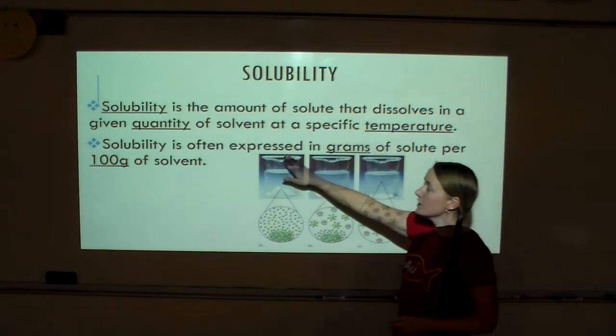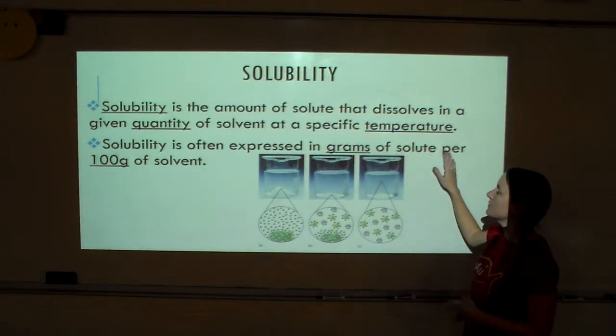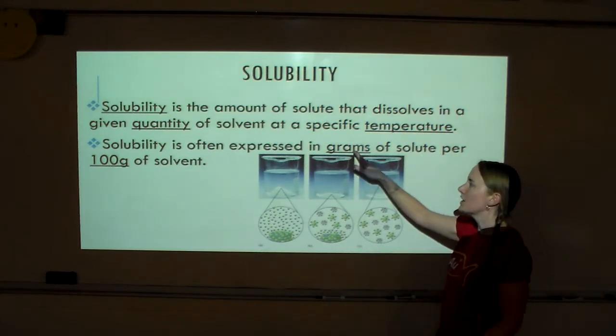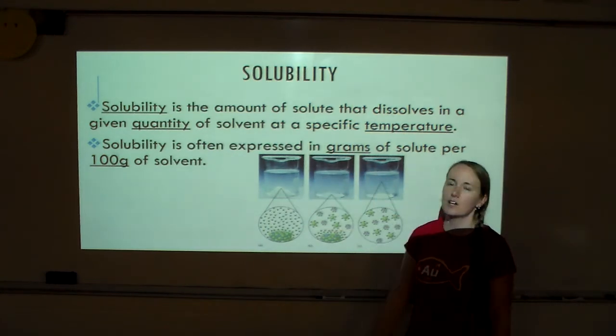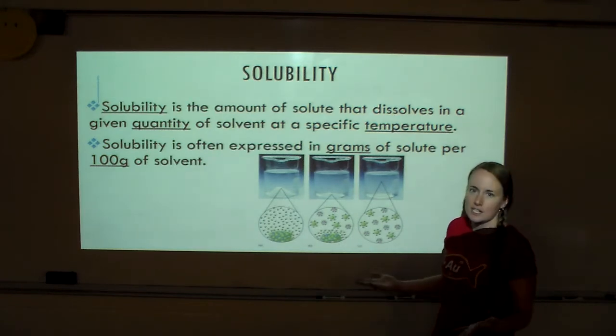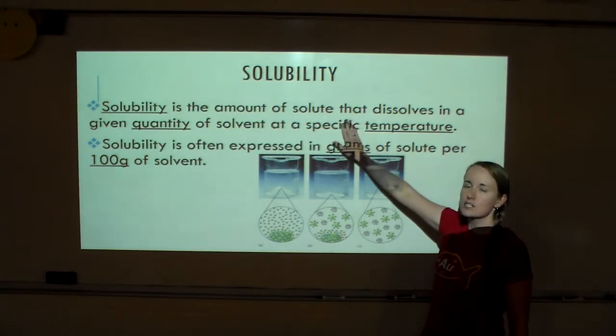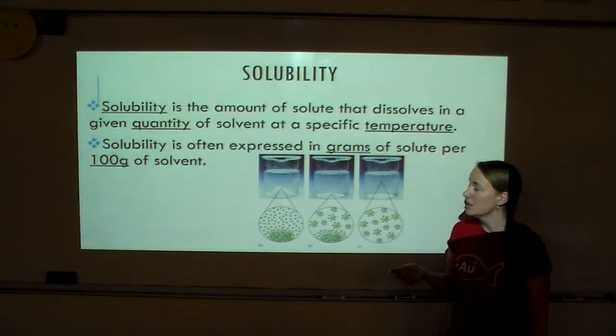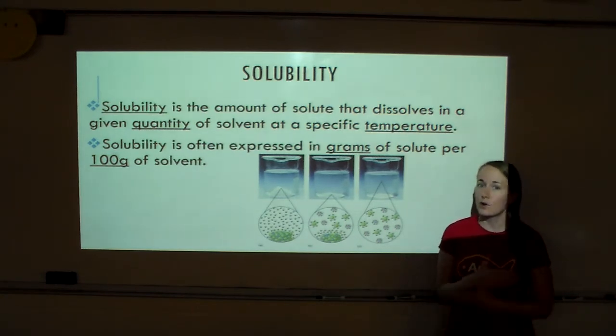So, solubility is often expressed in grams of solute per 100 grams of solvent. So it might be that 20 grams of your solute could dissolve in 100 grams of your solvent, and after that you can't dissolve anymore. Okay, so that's all solubility tells us, is the ability of a solvent to dissolve solute. So how much can we dissolve in there before it won't hold anymore?